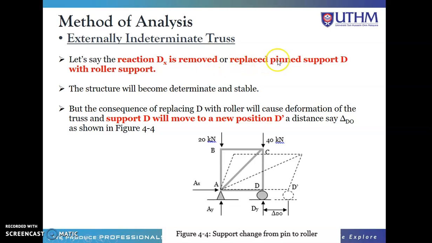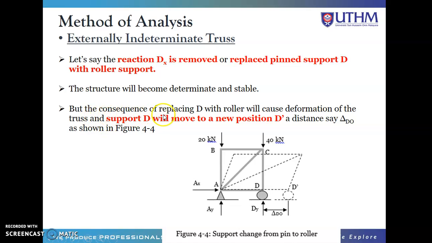Okay. So, replace the pin support at D with the roller support. So, tadi ini adalah dekat location D ni adalah pin support. So, dia dah jadi roller. So, roller hanya ada one reaction. So, dah tak ada dah DX kat sini. Okay. So, the structure will become determinate and stable.